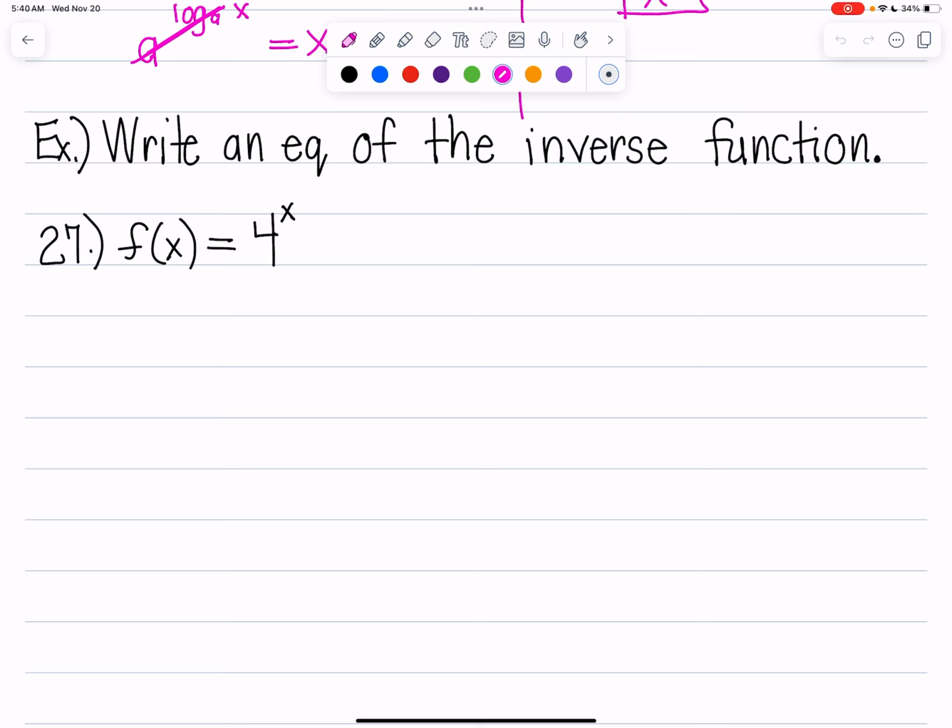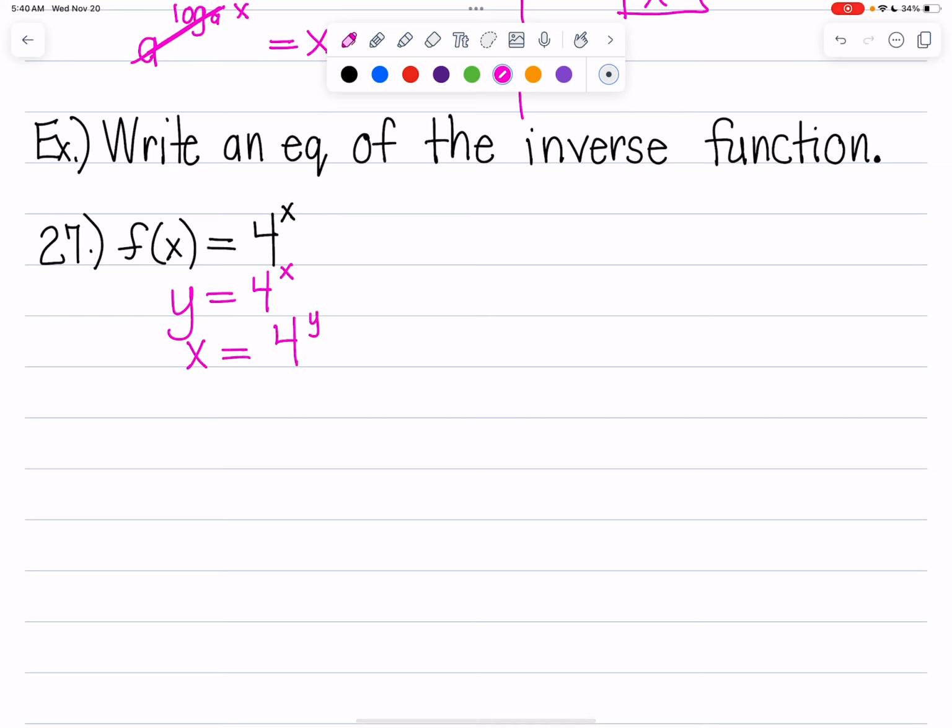First thing we can see, since it's one-to-one, we need to replace f of x with y. Very first thing, y equals 4 raised to the x. Next thing we do is we interchange the x and y variables, right? Where x was, we're going to put y. Where y was, we put x, okay? So now we interchange them. This becomes x equals 4^y.